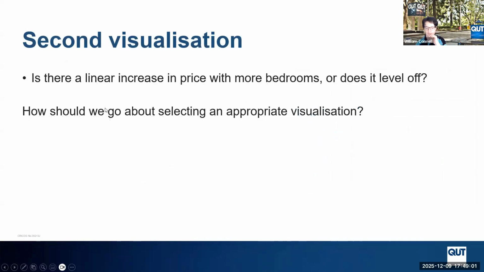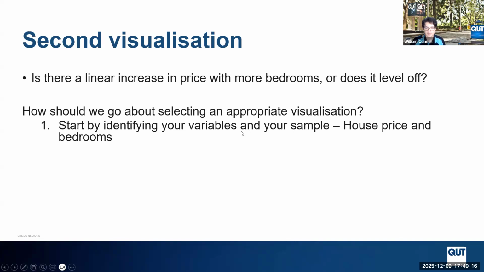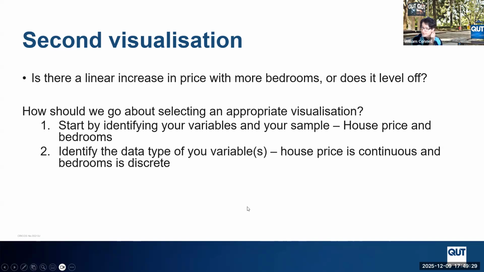Okay. All right, so for our next visualization, we've been asked, is there a linear increase in price with more bedrooms, or does it level off, right? So let's go through our steps here. We start by identifying our variables and our sample. Our sample is the whole data set still, and our variables are the house price and the number of bedrooms. Let's identify the data types here. House price is a continuous quantitative variable, but bedrooms is discrete.